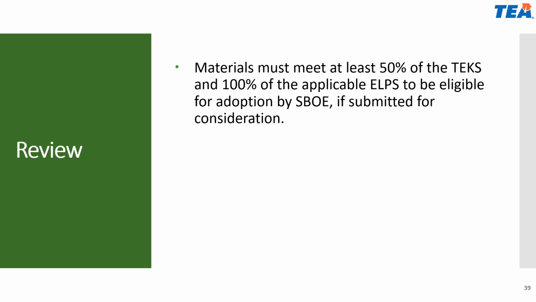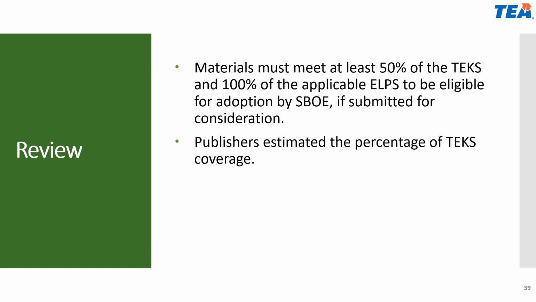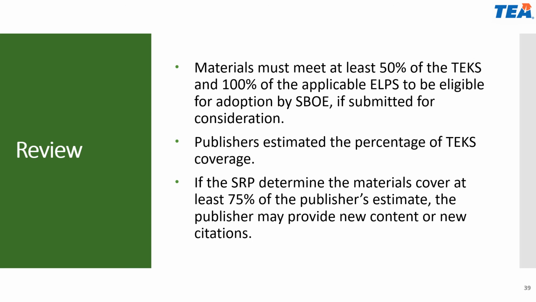Instructional materials submitted for consideration for adoption must meet at least 50% of the TEKS and 100% of the applicable ALPS in order to be eligible for adoption by the State Board of Education. Not all of the materials under review will be participating in the SBOE process. Publishers estimated their percentage of TEKS when they submitted their correlations. If the reviewers determine the materials cover at least 75% of the publisher's estimate, the publisher may provide new content or new citations to achieve its goal.